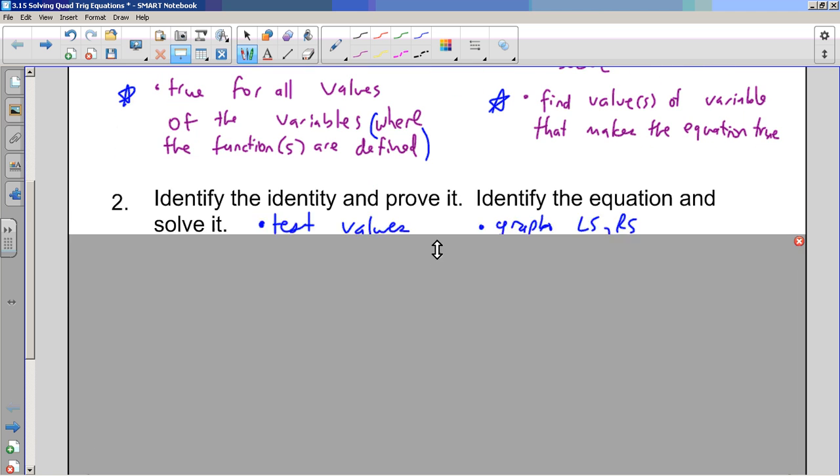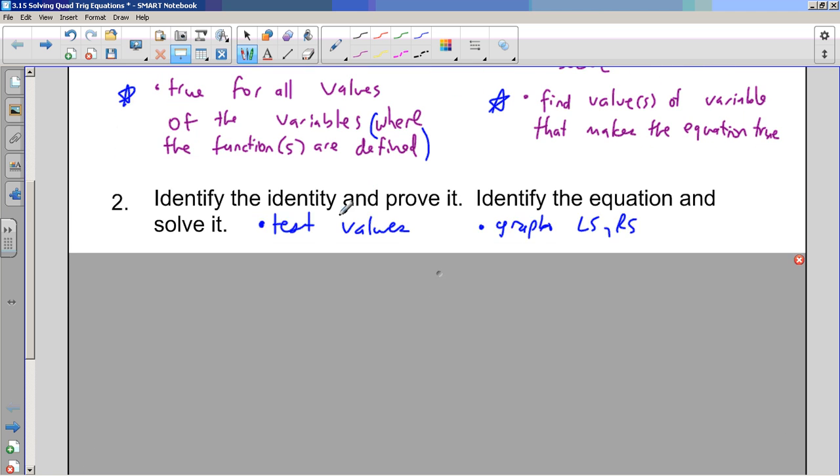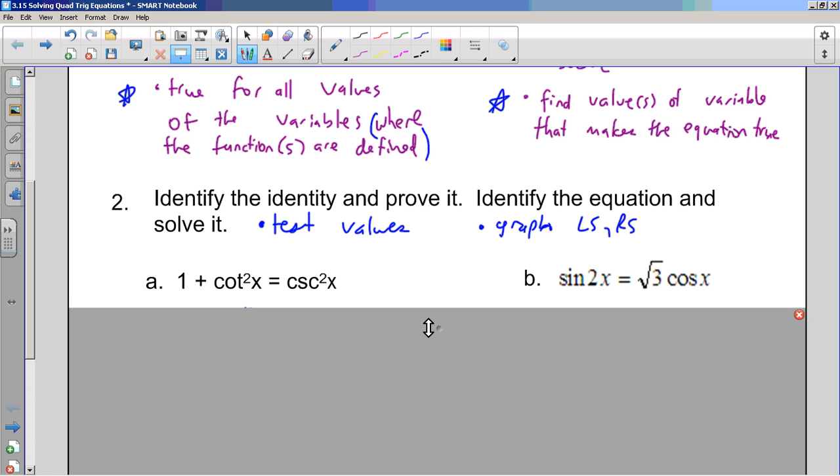All right, so if we're asked to identify whether a given equation is also an identity, or in this case we're given two equations, we have to figure out which one's the identity and which one's the equation, prove the identity and solve the equation. That's kind of tough. Although we might have some instincts about which one looks like an identity now, what might we try?